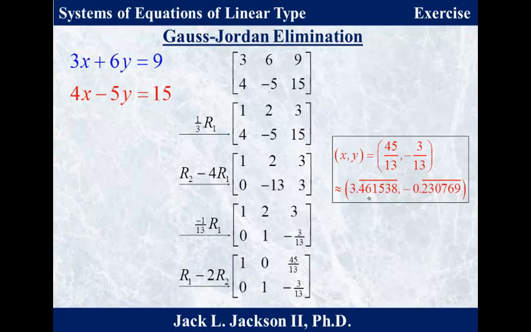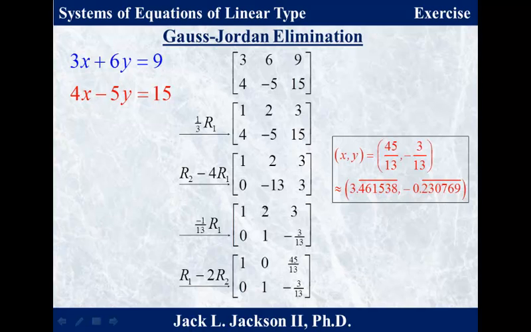Next, we want to eliminate below that, so we multiply row 1 by negative 4 and add it to row 2. Row 1 is left alone. Negative 4 times 1 is negative 4 plus 4 is 0. Negative 4 times 2 is negative 8 plus negative 5 is negative 13. Negative 4 times 3 is negative 12 plus 15 is 3. Now multiply row 2 by negative 1/13 to get that to be a 1. That leaves row 1 alone, and it's not going to change this 0. It changes that into a 1, and 3 times negative 1/13 is negative 3/13.